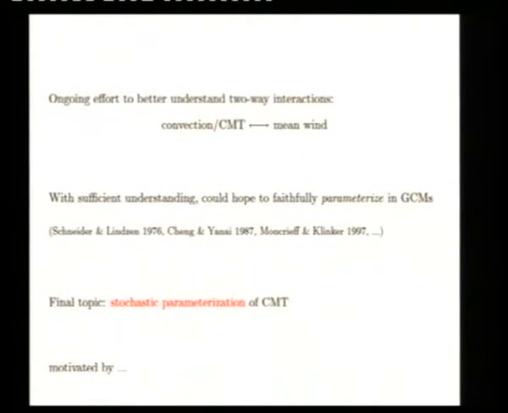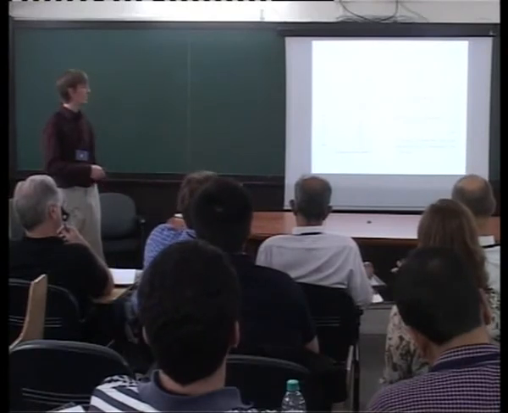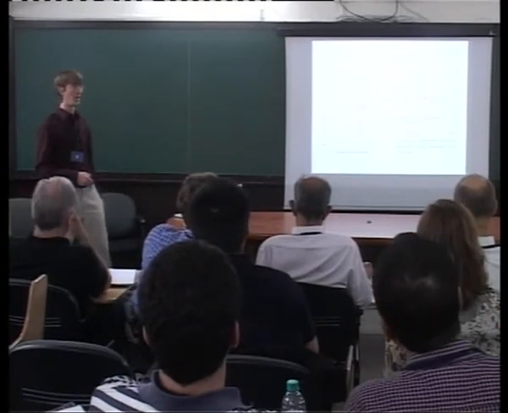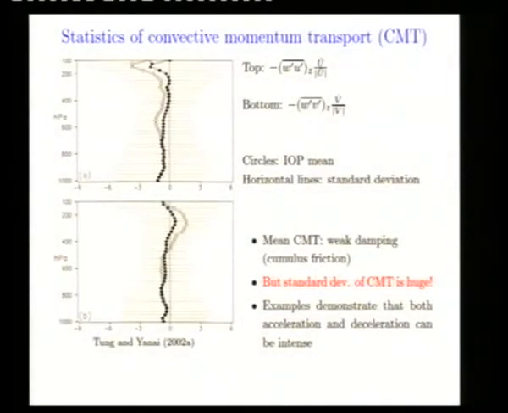But as a final topic, I'd like to describe the way that we would like to approach parameterization of momentum transports, and that's with stochastic parameterization. First, a quick motivation of why you'd want to do a stochastic parameterization of momentum transports. The motivation comes from some papers by Tung and Yanai. These are observational data of momentum transports. There are issues with trying to observe momentum transports from observational data, which I won't really talk about here. So just assuming that this is faithful data of momentum transports.